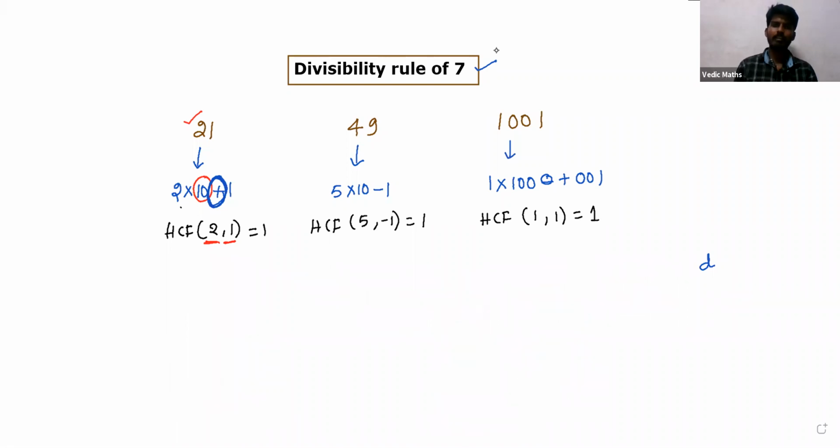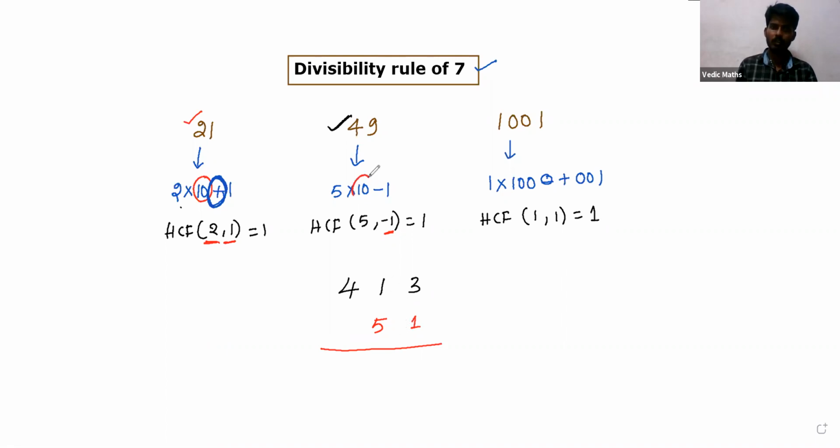Again, I am taking one example: 413. Now I am performing with 49. Let us see what changes will come. Here I am taking 5 and 1, and we are not considering the negative sign. That negative indicates a different meaning.